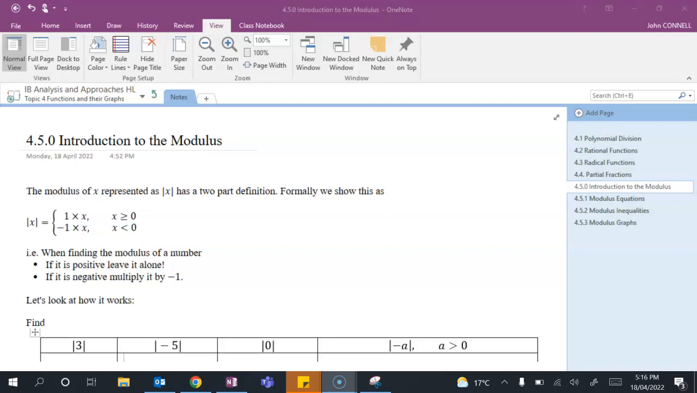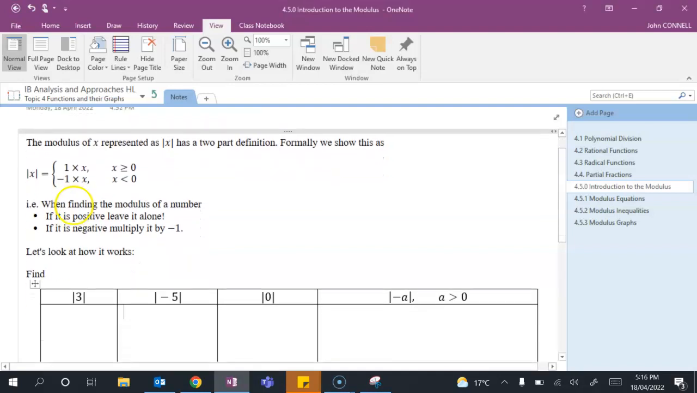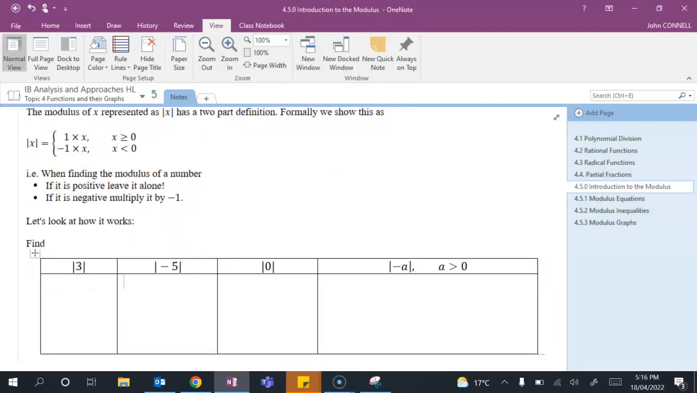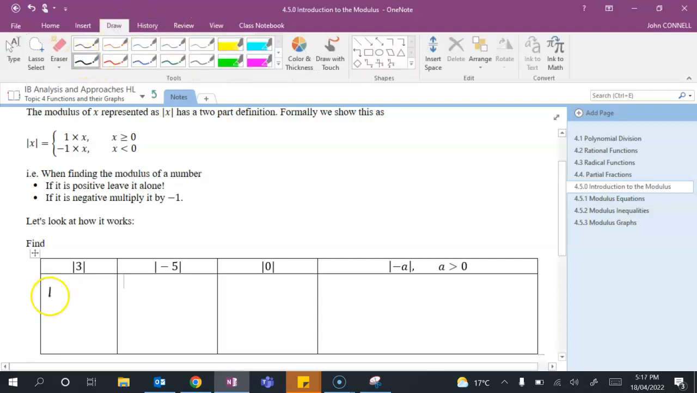So let's have a look at how it works. So it's this two-part definition. So the modulus of 3, well 3 is a positive number, so nothing happens to it. So the modulus of 3, well, we could say it's 1 times 3, but that's just 3. In other words, if it's positive, just leave it alone. It is what it is. The modulus of 3 is just 3.